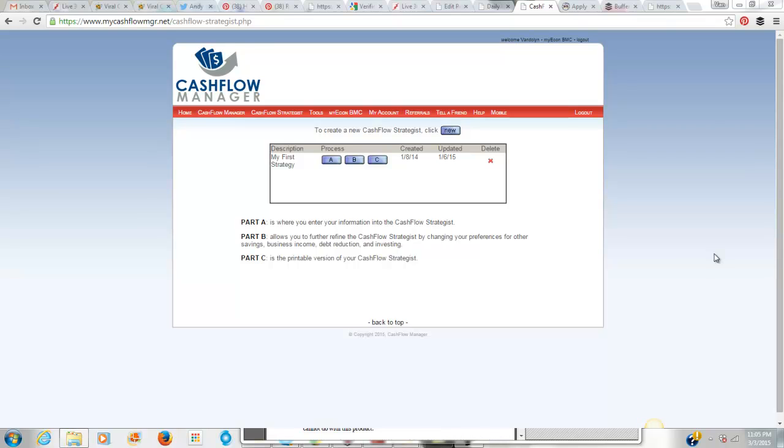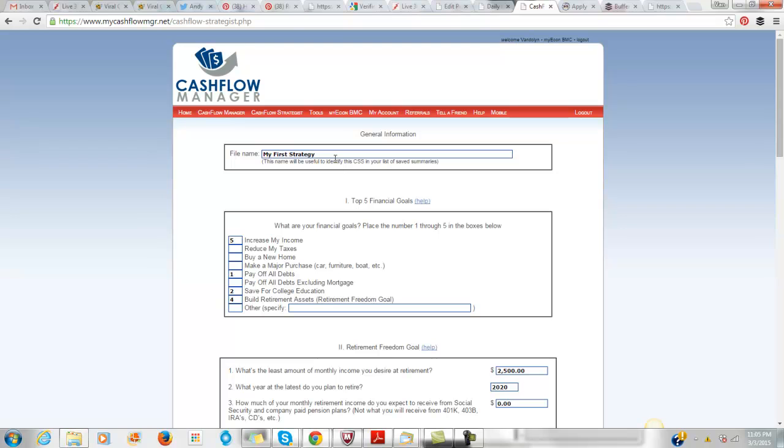This is part of our cash flow manager, and this actual tool that I have in front of you is called the Cash Flow Strategist. What Cash Flow Strategist does is it gives you a plan of action for reaching your financial goals. So, say for instance, you want to retire soon, and you know how much money you would want to have during your retirement.